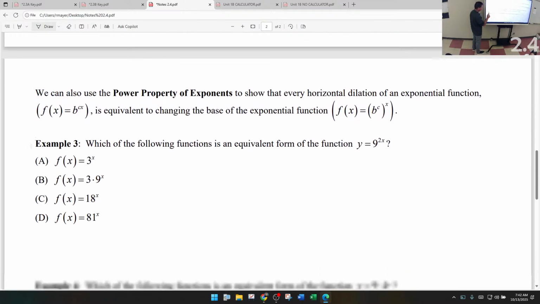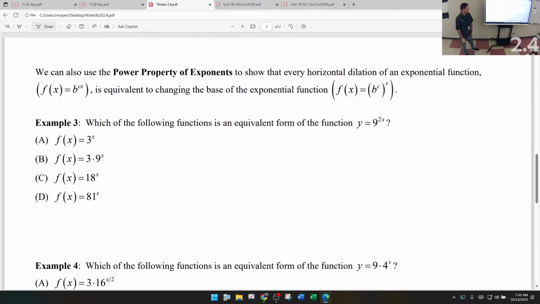All right, another page. We also use the power property of exponents to show that every horizontal dilation is equivalent to changing the base of the exponential. You know that b to the cx is the same thing as b to the c to the x, because it's a power to a power. Nah, that's probably more confusing than just looking at the example.